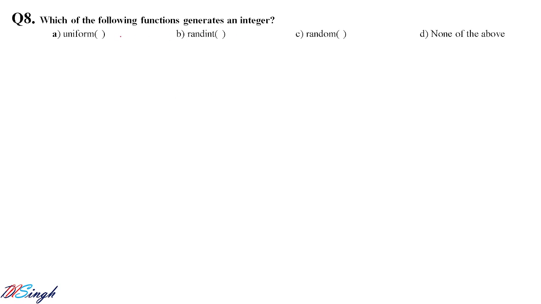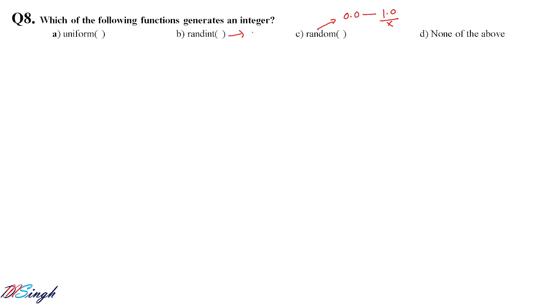Going to the next question, which of the following function generates an integer? Let us see the answers. Okay, so uniform, randint, random, and none of these. Random is not going to generate integer because random function is defined inside random module and it is going to generate value from 0.0 to 1.0, where 1.0 is not included, so it is going to generate a decimal number.